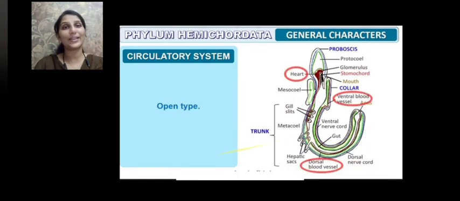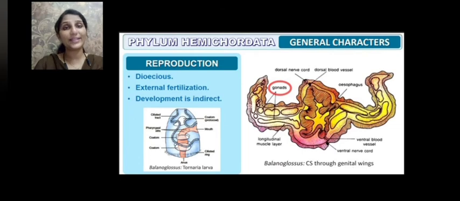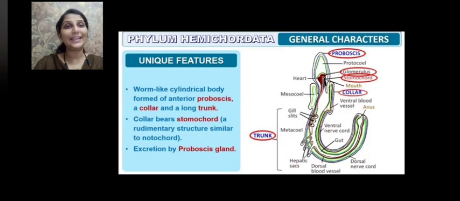And as I told you earlier, it has gills, so paired pharyngeal gill slits are present, and thus the respiratory system is with the help of gills, and circulatory system is open type, in which the blood from the heart opens out into the body cavities, in which all the other organ systems are present. And reproduction is dioecious, that means they are separate male and female, and fertilization is external, and development is indirect.